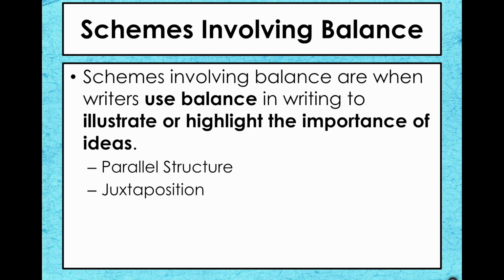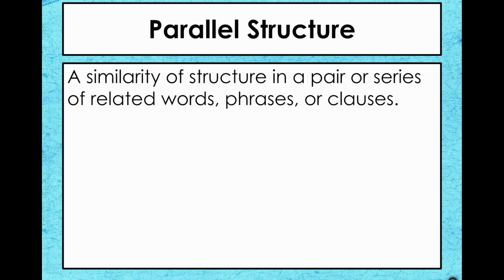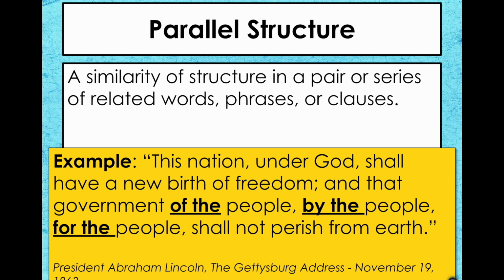So the schemes that we have that involve balance, they illustrate or highlight the importance of ideas. We've got parallel structure and juxtaposition. Parallel structure is the similarity of structure in a pair or series of related words, phrases, or clauses. So we can see in this example from President Lincoln's Gettysburg Address, the government of the people, by the people, for the people, shall not perish from the earth. You can see it's not the exact same phrasing, but it is similar structure of all three of those phrases. Of the, by the, for the. That is parallel structure.